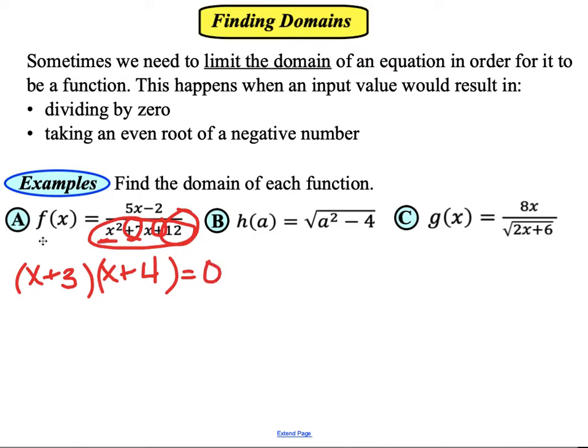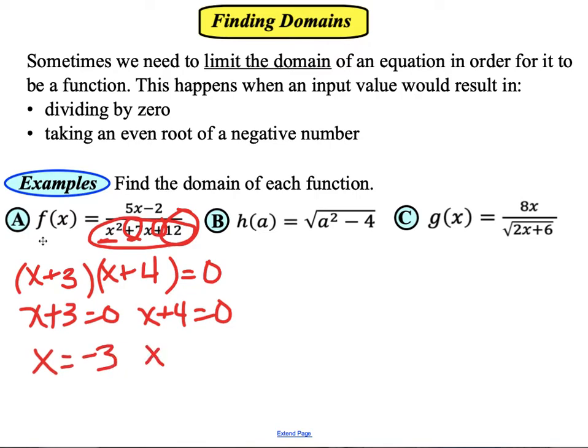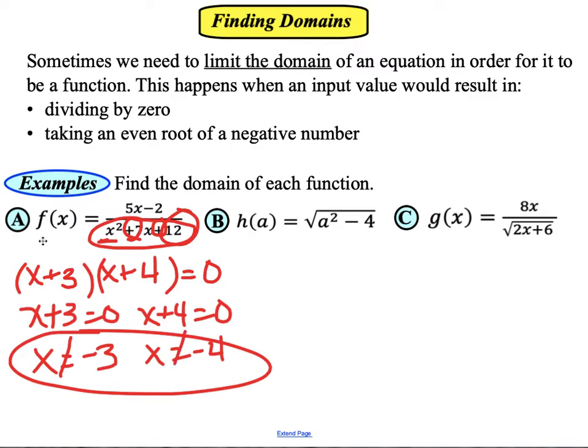So to find out what makes that 0, set it equal to 0. So I would get x plus 3 is 0, or x plus 4 is 0. So x is negative 3 and x is negative 4. So these are the values we want to exclude. So we're going to say x cannot equal those two values. So any other value is fine, but x could not be those two. So that's how we limit the domain.